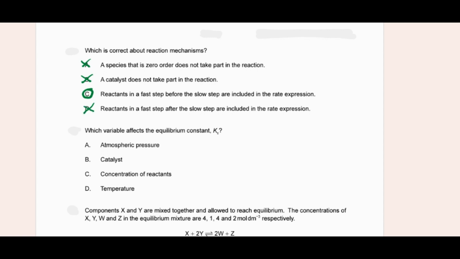Which variable affects the equilibrium constant Kc? The only variable that affects it is temperature. Temperature, nothing else. Kc is only affected by temperature. So it's very typical to be asked about a reaction and to have to write about the change in Kc. And many times the answer would be no change because temperature is the only variable that affects it.